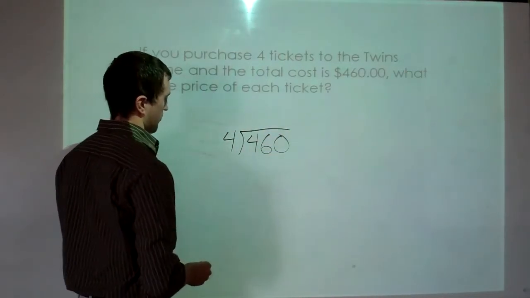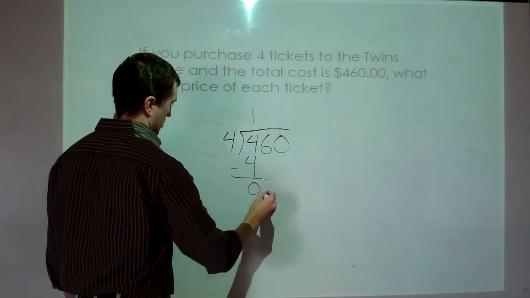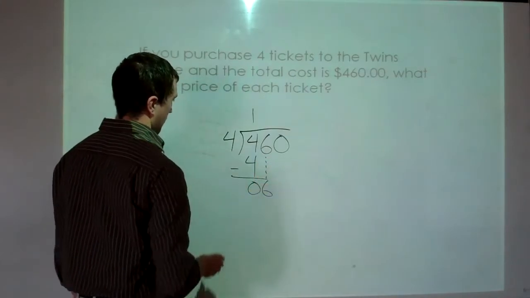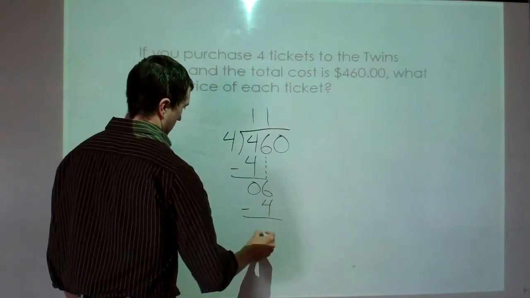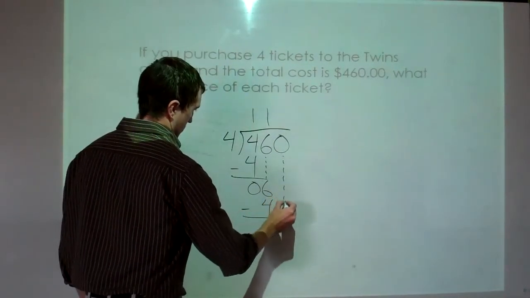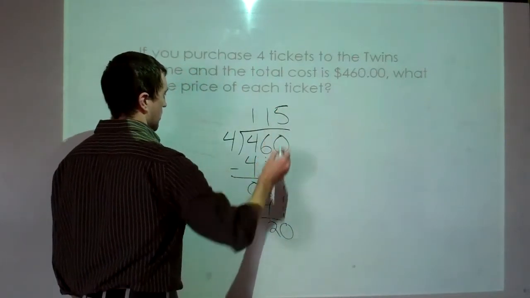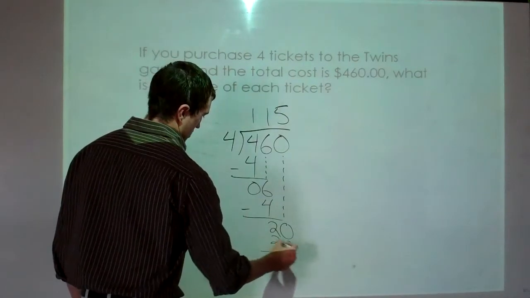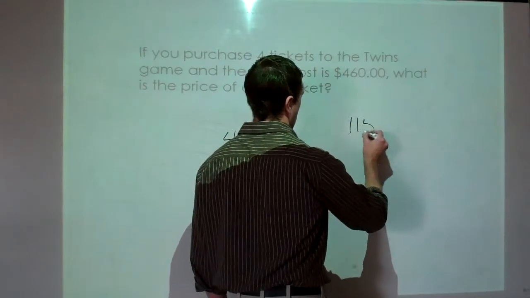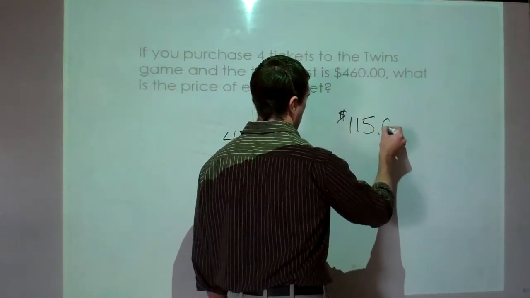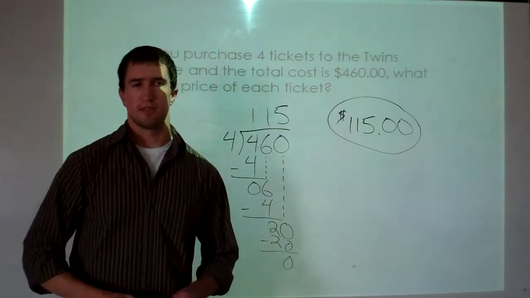So 4 goes into 460. How many times? Subtract. Drop our 6 down. 4 goes into 6 once. 1 times 4. Subtract again, we get 2. Drop this down. 20. 4 goes into 20 5 times. Evenly. Subtract, we get 0. So each ticket is $115. Those better be some good seats.